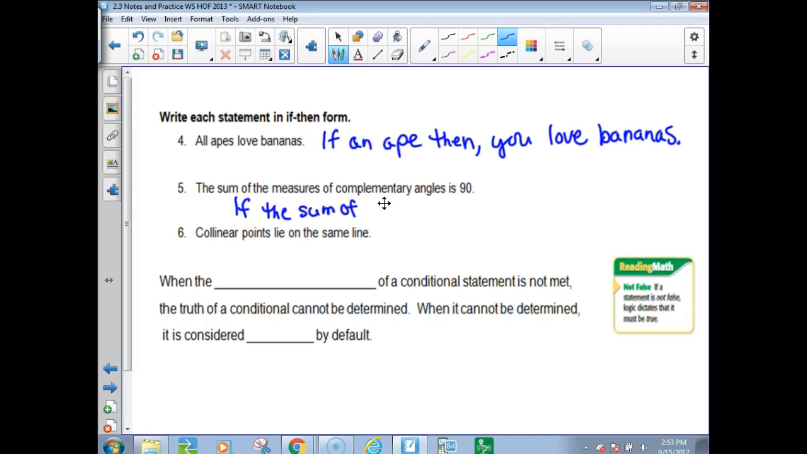I'm going to use a 2, the number, and then the angle symbol apostrophe S. If the sum of two angles is 90, then, comma, they are complementary. And we'll use COMP for complementary.